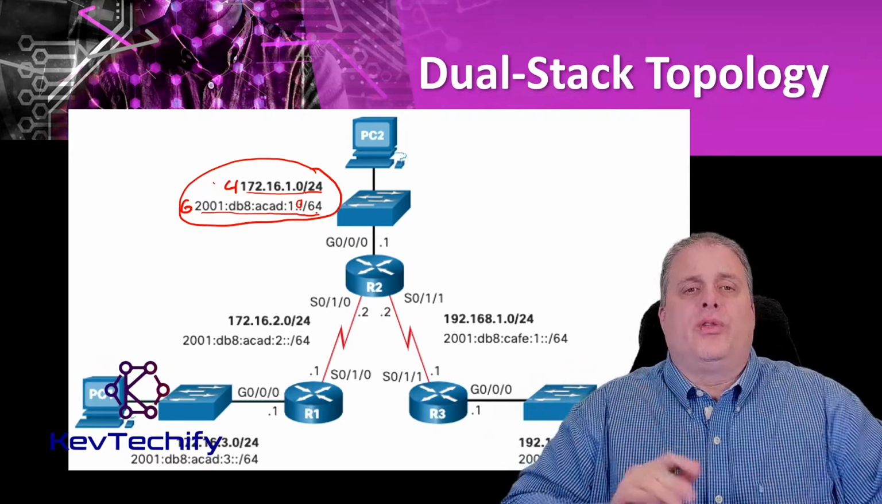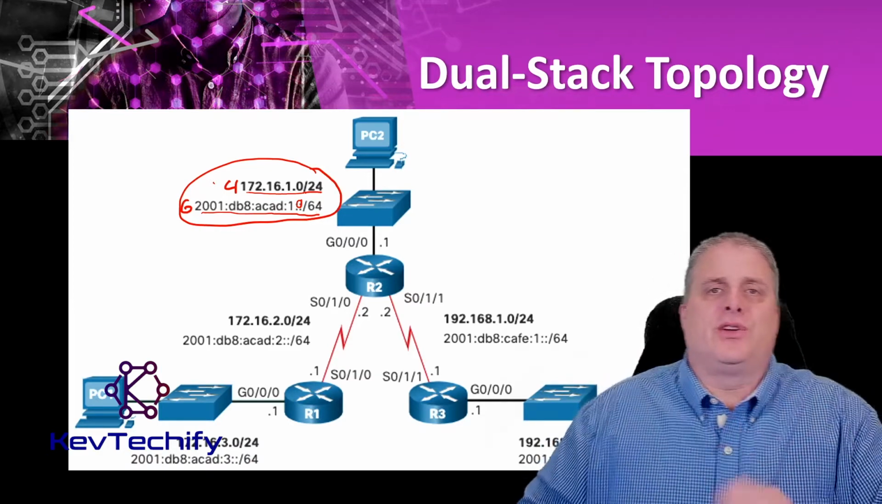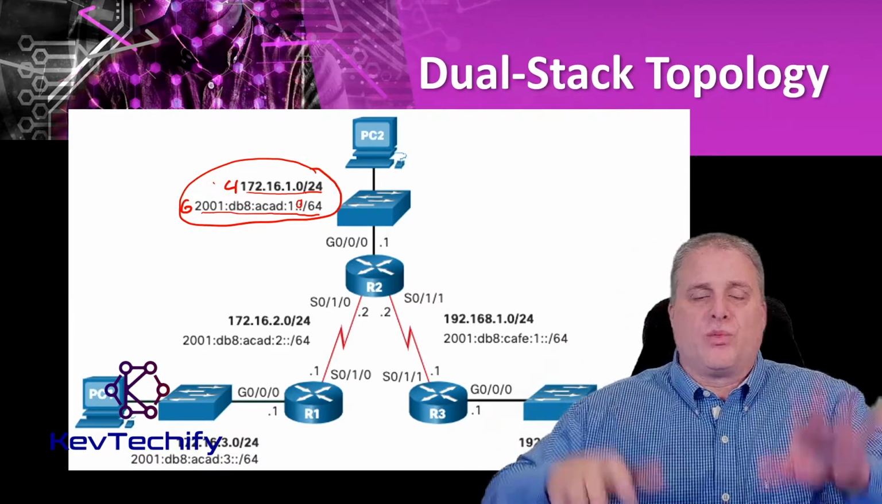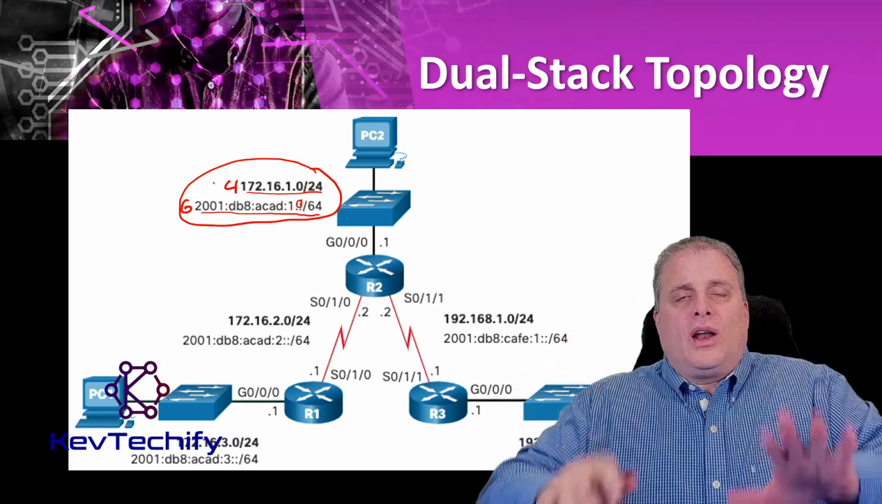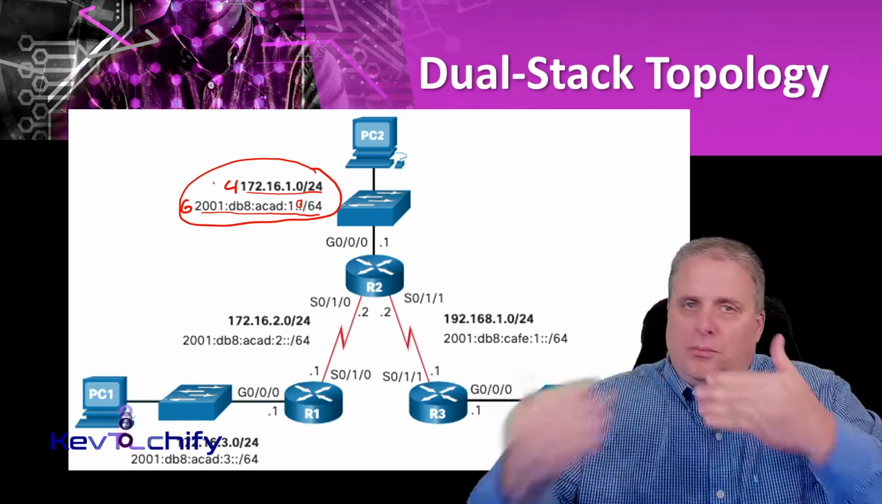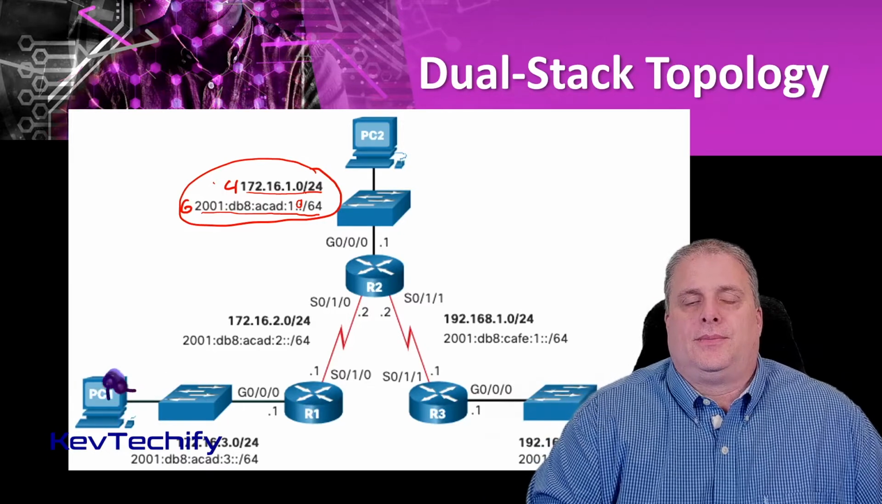We are running both of those. So the PC is going to have an IP version 4 address and an IP version 6. The routers are going to be able to handle IP version 4 and IP version 6. We're running that dual stack. We're running both of those together.